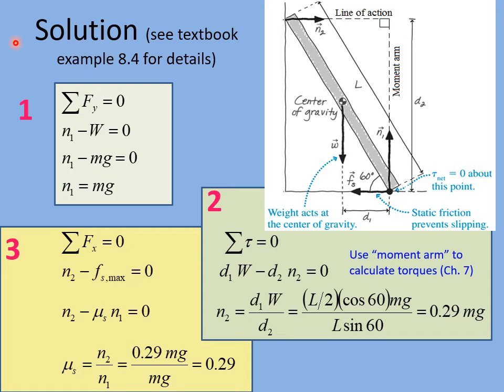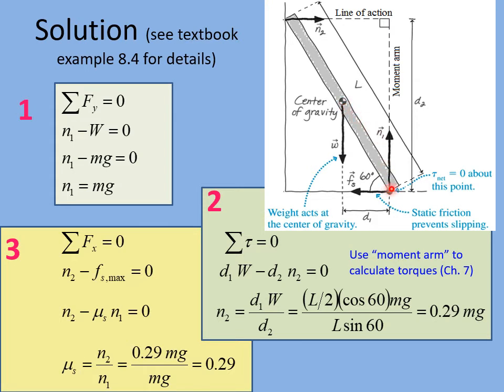So the complete solution of this problem is shown in your textbook. Again, this is example 8.4, so you can look at that if you want more details. I'm going to just go through briefly the outline of this problem. So you can see the diagram here. This is the ladder leaning up against the wall, and the various forces are all shown here. The ladder has a mass and weight, so that's this weight force right here. Remember that it acts at the CG of the ladder, which is halfway up the ladder.